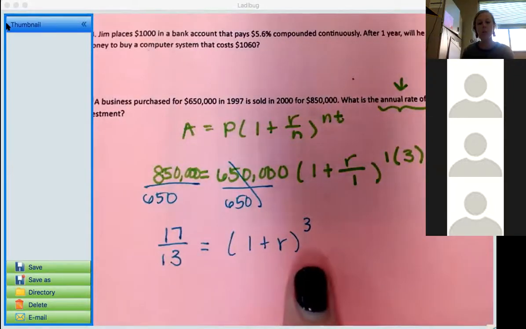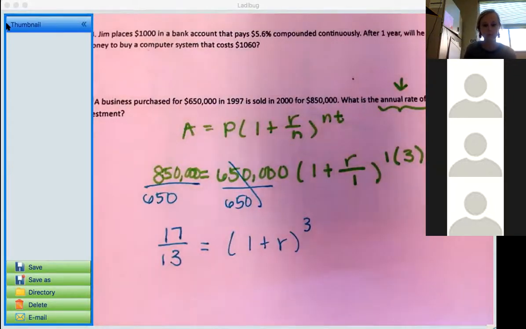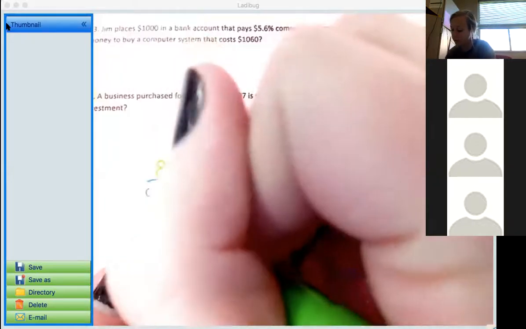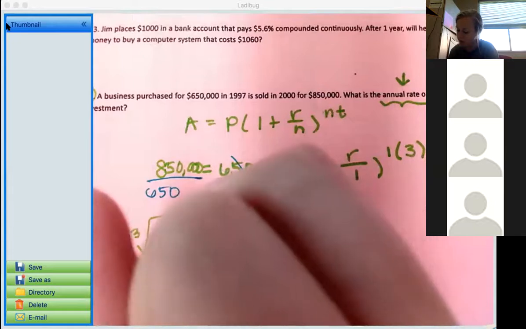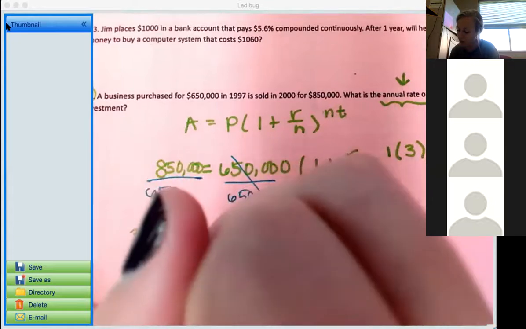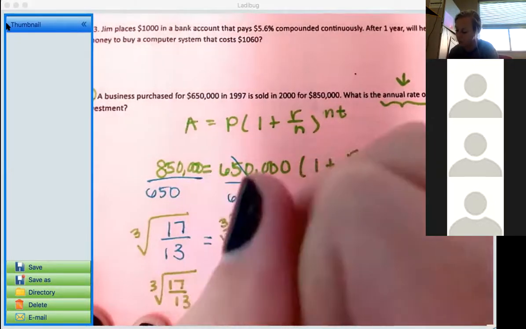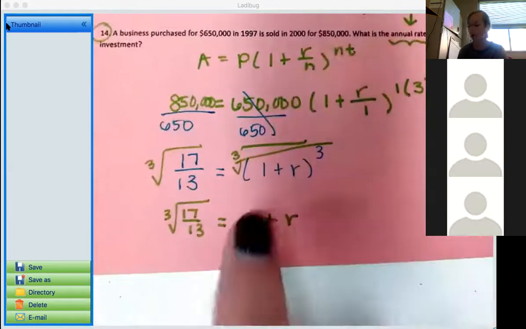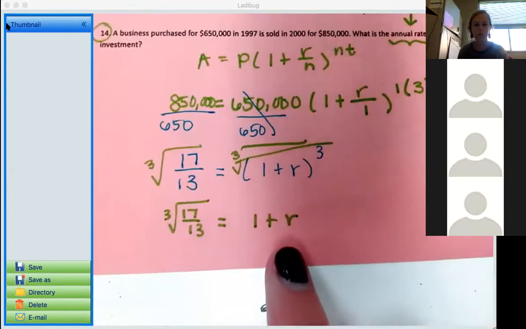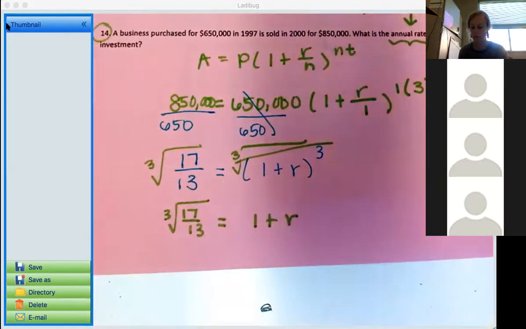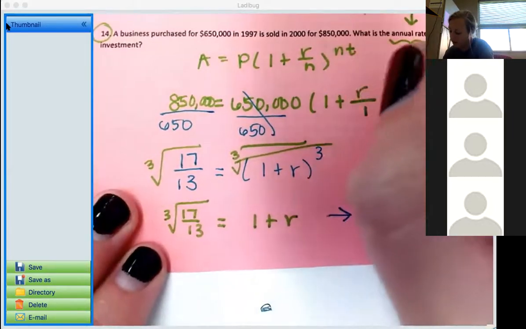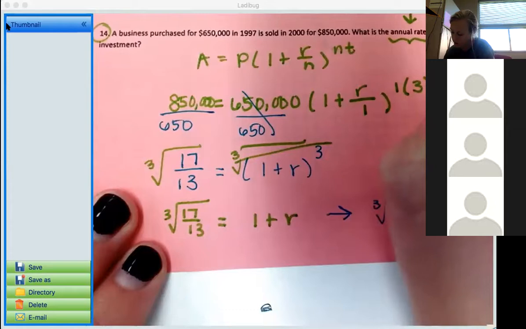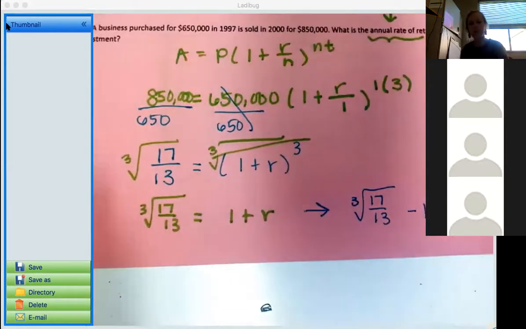So this one actually isn't too bad. What's the opposite of cubing something? Finding the cube root. Good. So I'm going to take the cube root of both sides. Those will cancel. So I've got the cube root of 17 over 13 equals 1 plus R. And then how do I get R by itself? Subtract 1. Good. Maddox getting all the extra credit. The rest of you better start speaking up because some of y'all need them points.